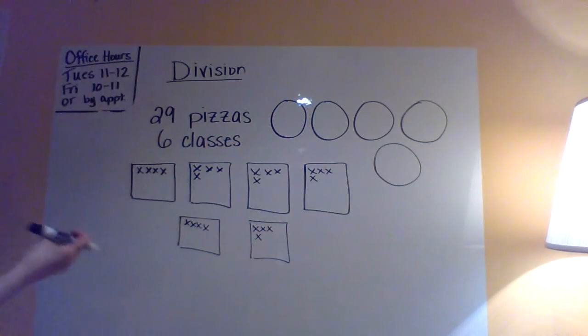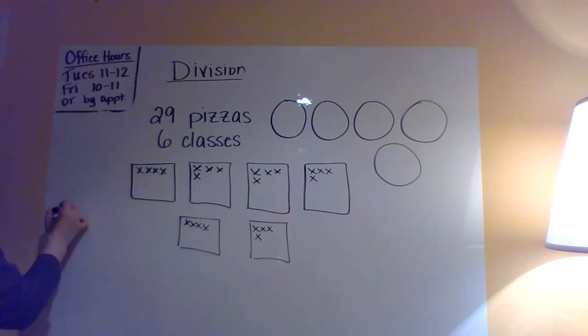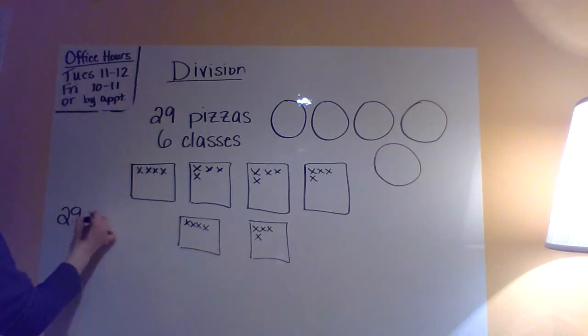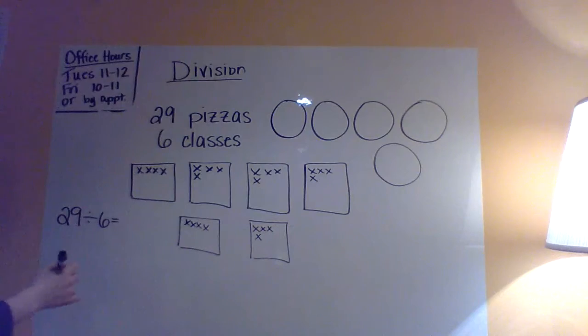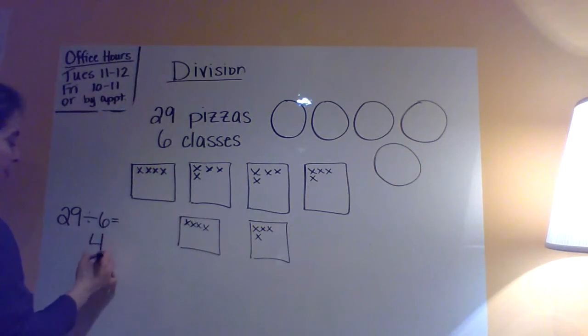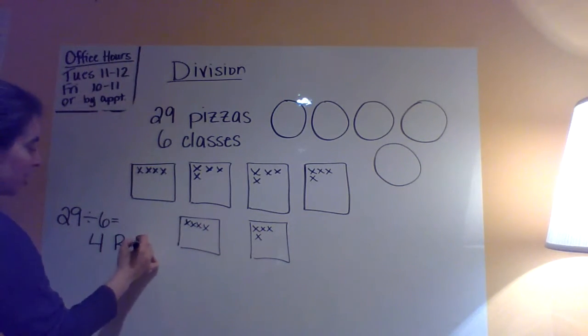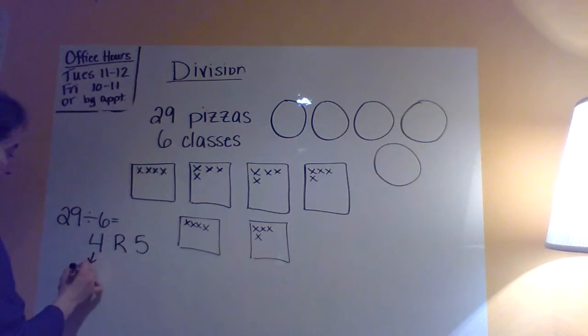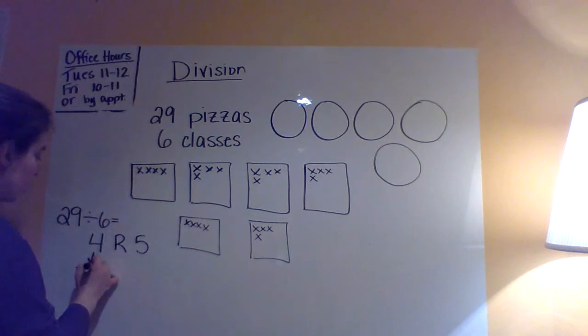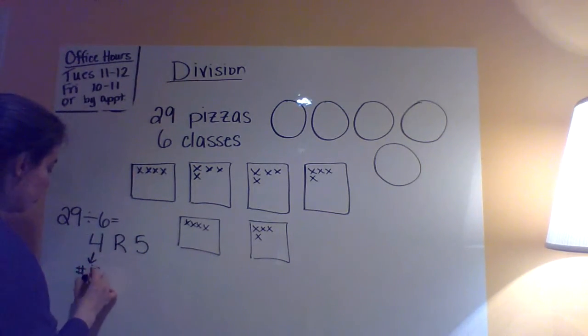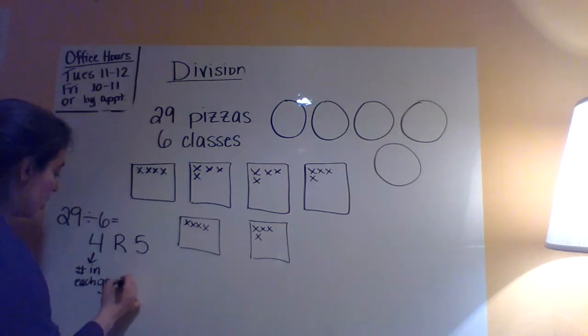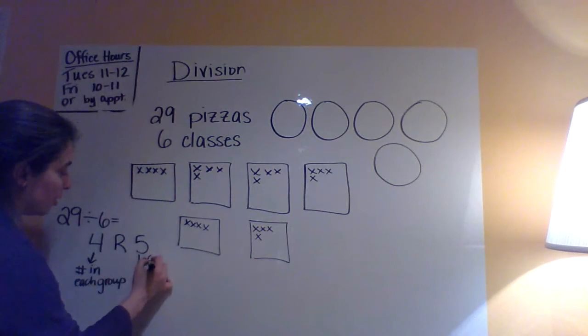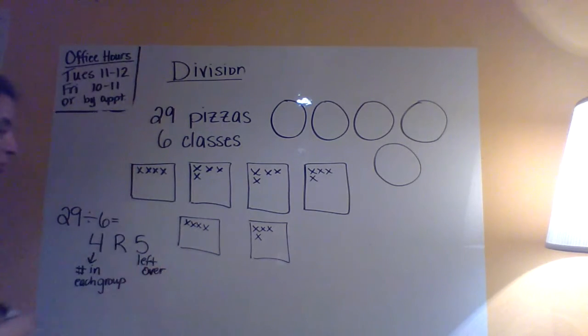So there are a couple things we could do here. We could say, okay, well 29, if I'm dividing it into 6, each group got 4, and there was a remainder of 5. So in this case, 6 is my groups, right? I have 6 groups. I have 4 in each group, and then I have 5 left over, okay? I could leave it like that.